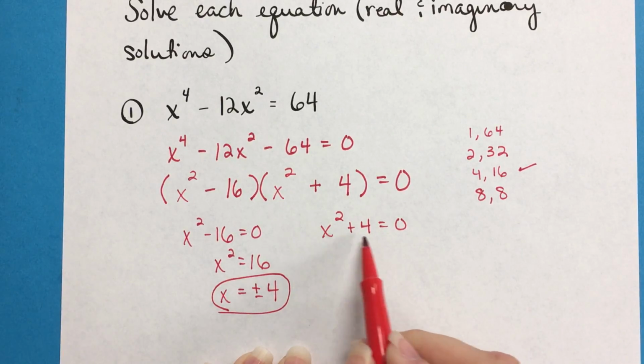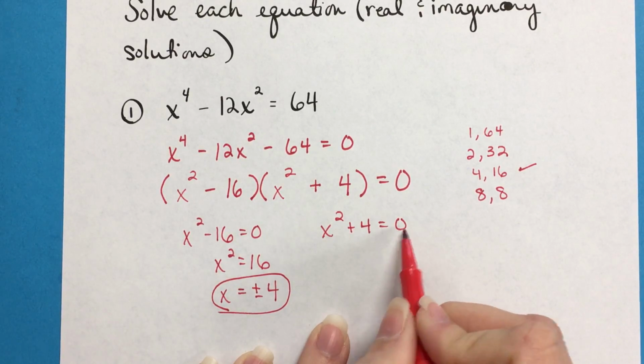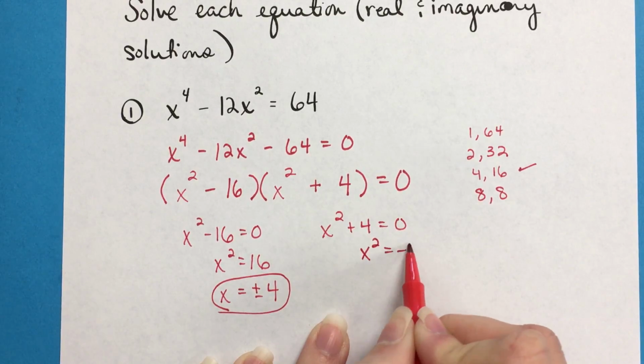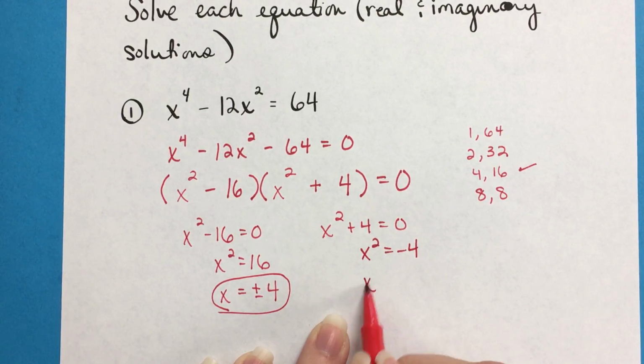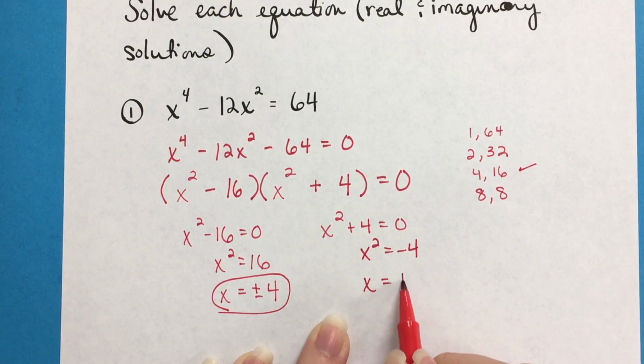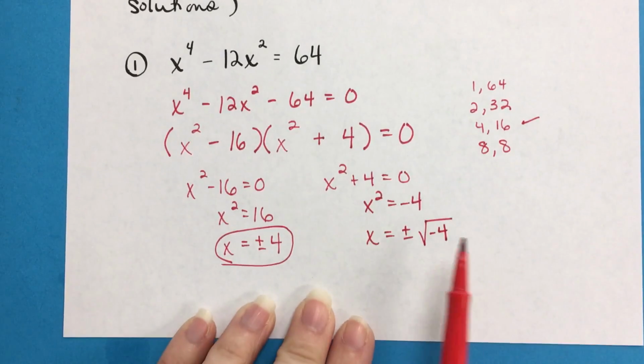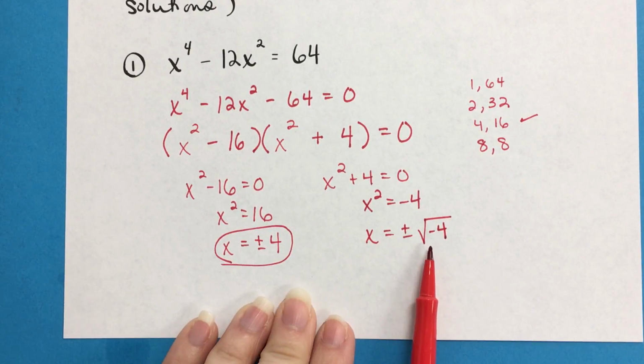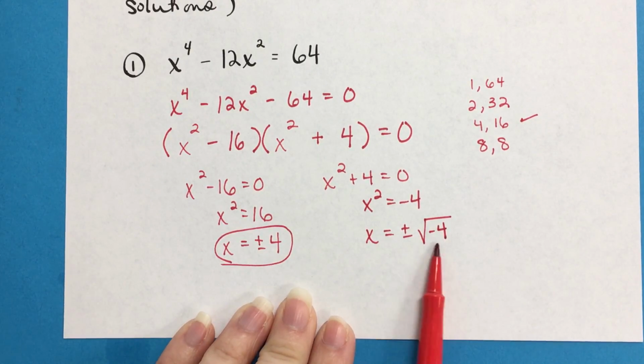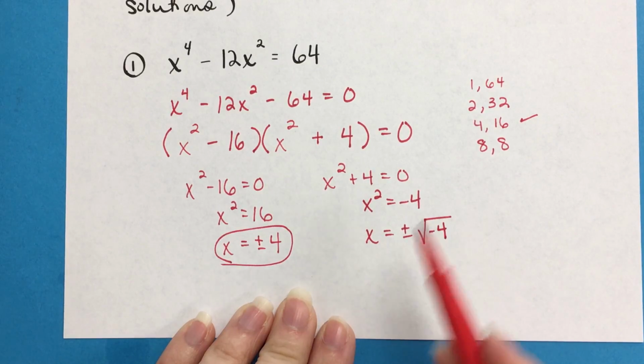Okay, so now with the x squared plus 4, you would have to subtract the 4. And now take the square root of both sides. I'm going to go ahead and put the plus minus. And we're going to do the square root of negative 4. Now, you may remember how to do this and can do this in your head, but I'm going to write down a step for this one.